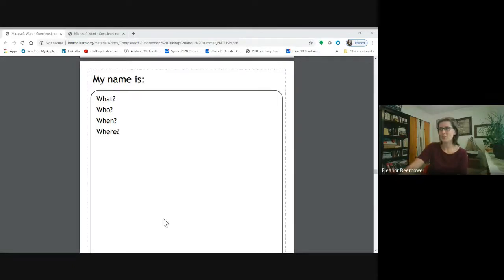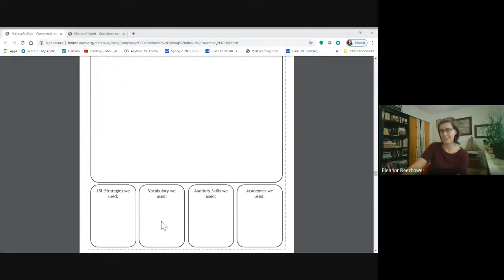So then I'm going to scroll to the bottom of the journal page, and this is your homework. You'll see there's different squares: listening and spoken language strategies that we used, vocabulary we used, auditory skills we used, and academics we used. Hopefully, this is a place that parents can reflect on the activity, both when it was happening and then also when they were creating the journal entry together.